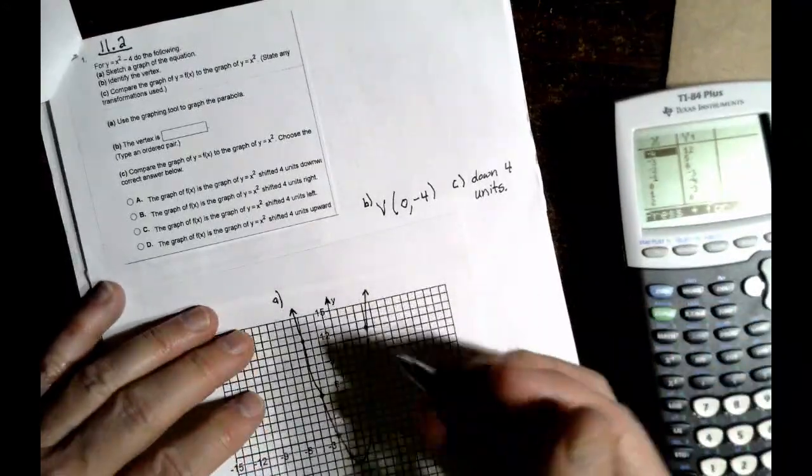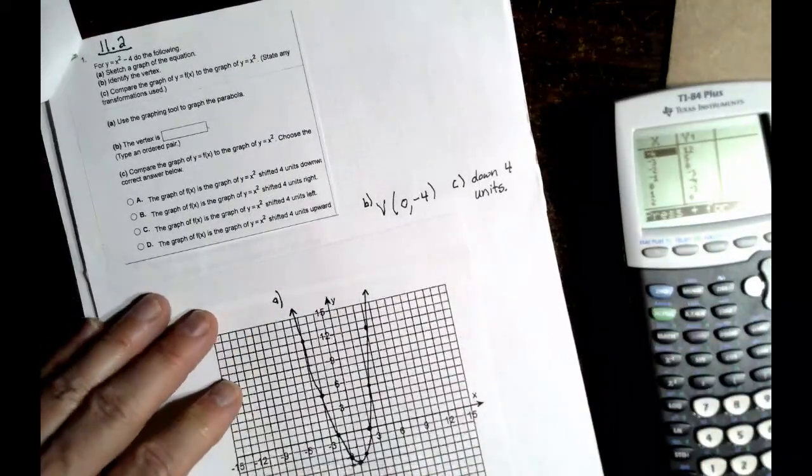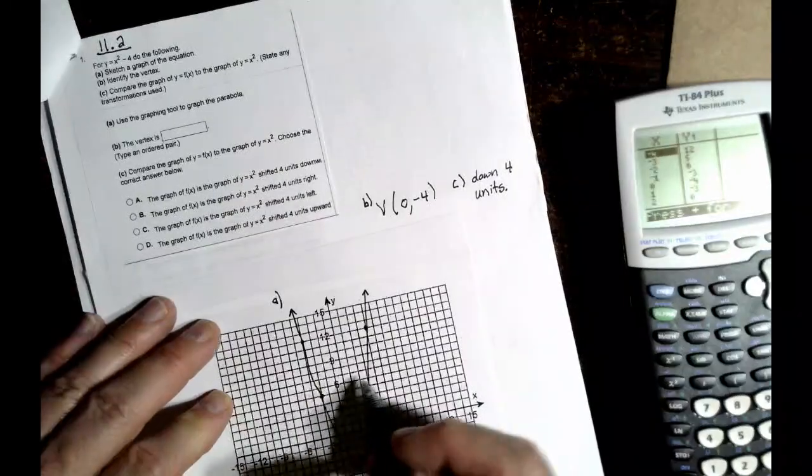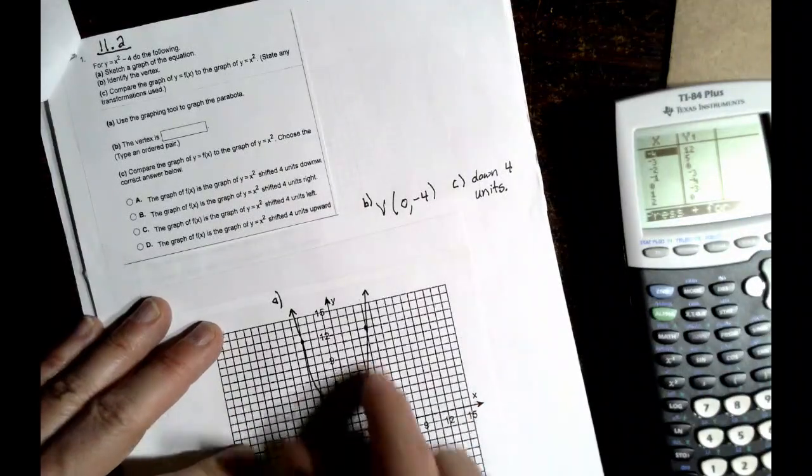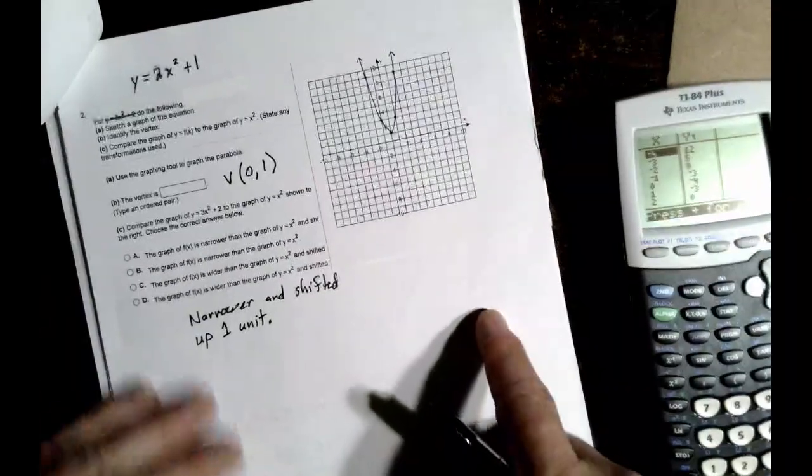All right. And then they say compare it to x squared. Well, what you've done there with x squared and x squared minus 4 is it just dropped it 4 units. That's all it did there. It shifted it down 4 units.